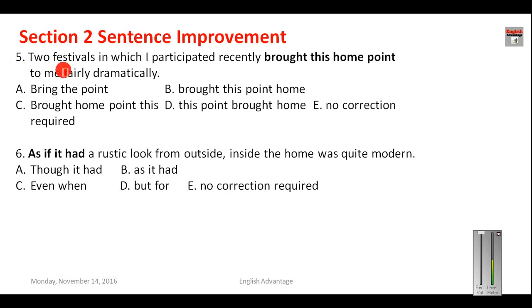Okay, as you can see here, the sentence is given, but some part of the sentence is written in bold letters, and only this part you have to correct. You have to make it grammatically and meaningfully correct.